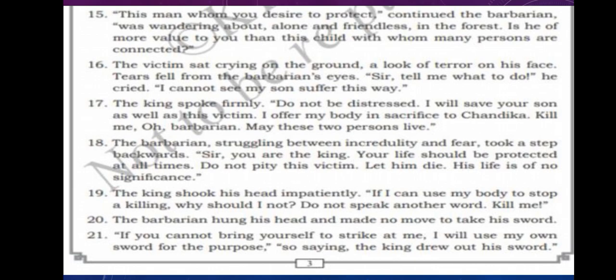The king spoke firmly. "Do not be distressed. I will save your son as well as this victim. Offer my body in sacrifice to Chandika. Kill me, O barbarian. May these two persons live." The king told, O barbarian, please leave them, and if you want, you can kill me.